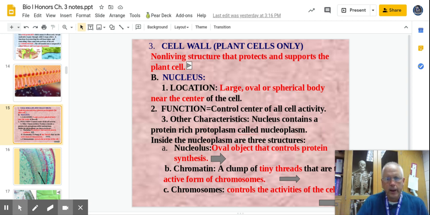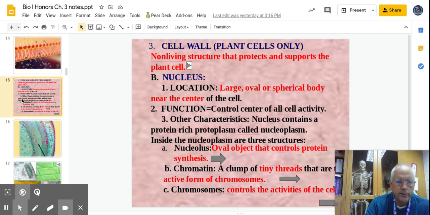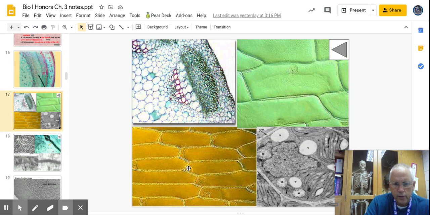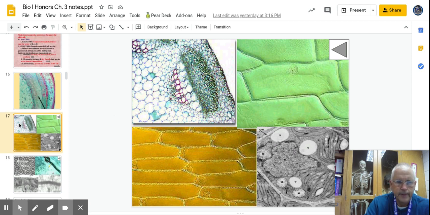A nucleus is where we have our DNA, okay, and a second membrane called the nuclear membrane. It's a large oval spherical body near the center. The key word there is near the center. It's not exactly in the center, even though your diagrams a lot of times put it there. It's just towards the center. If we look at some cells that we looked at in lab, you can see these circles in these rectangles in a plant cell. Those are the nucleus.